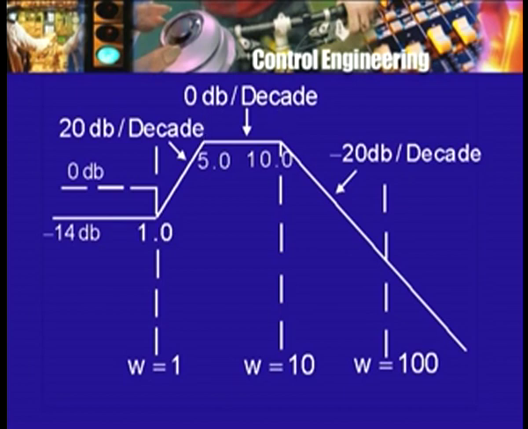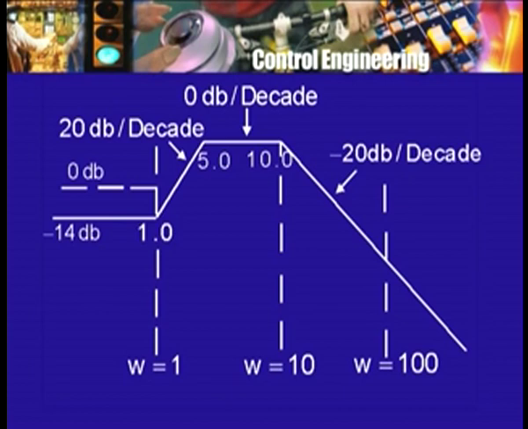Then of course, this point is at 0 dB level. So, at a frequency of 10 radians per second, the total gain will be roughly 0 dBs. That means the absolute gain will be 1, there is no gain, no loss, no attenuation.